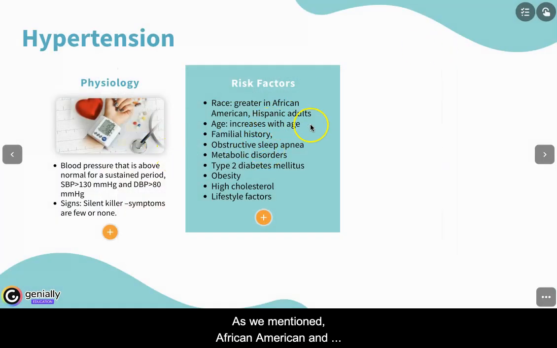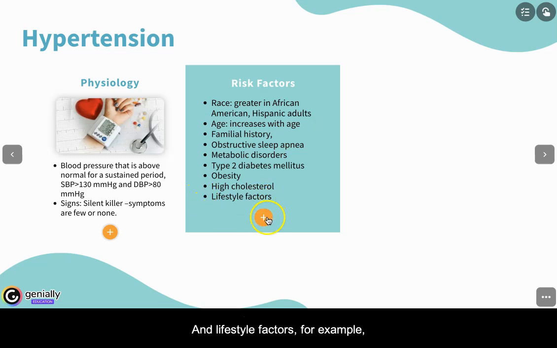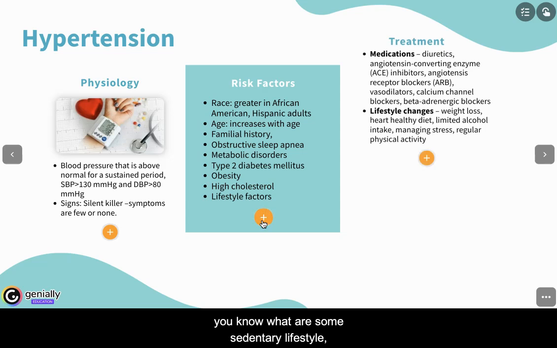So what are the risk factors? As we mentioned, African American and Hispanic adults have a higher risk of hypertension. Blood pressure increases with age, and family history matters. Obstructive sleep apnea can cause high blood pressure as well. Metabolic disorders, type 2 diabetes can lead to hypertension. Obesity can cause hypertension. High cholesterol can cause hypertension. And lifestyle factors, for example, sedentary lifestyle, high sodium diet, alcohol use, all of these can cause hypertension.